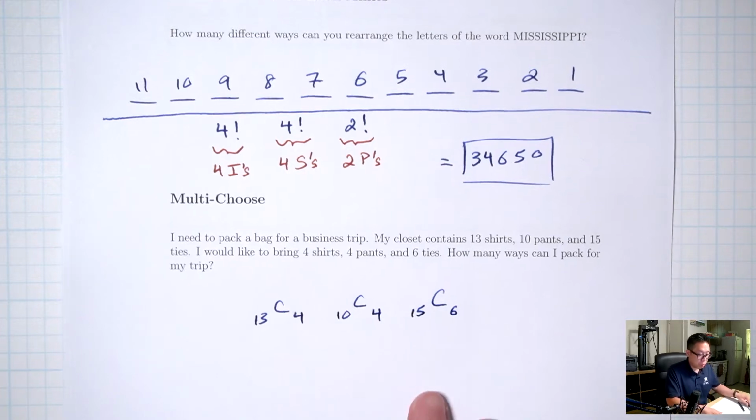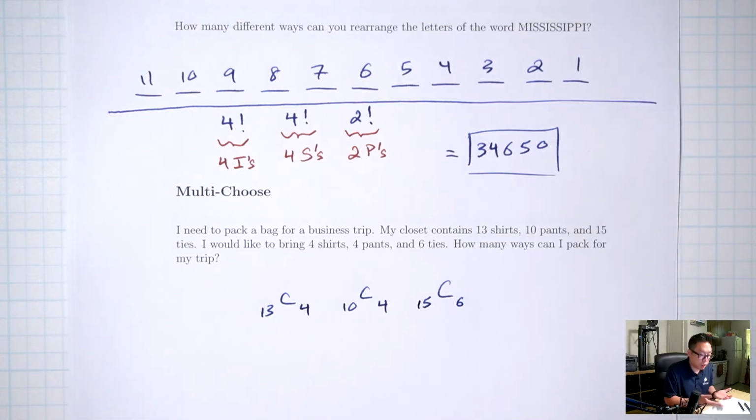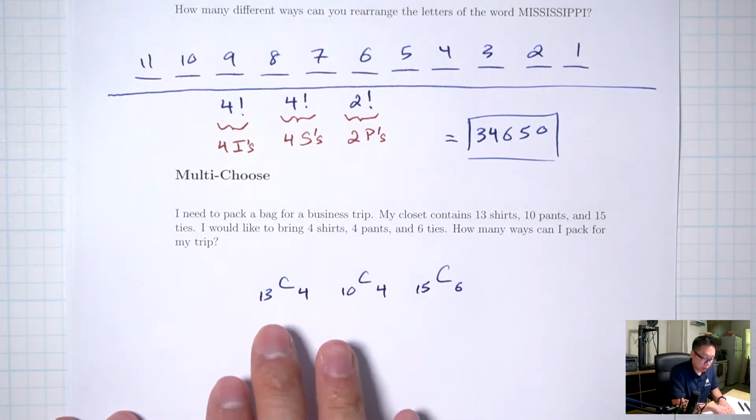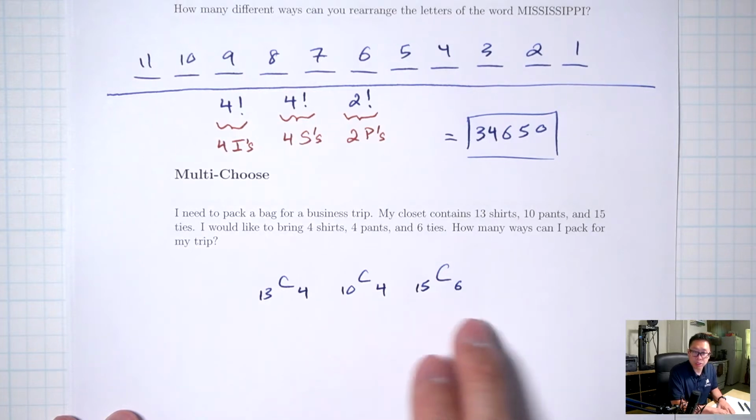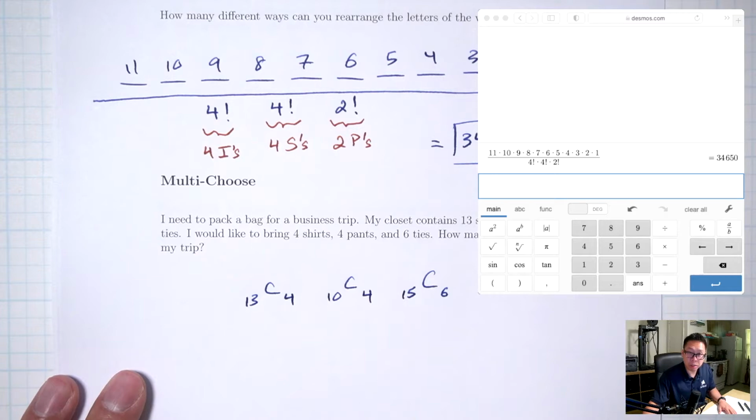So with multi-choose, you're choosing a couple items, and then you're choosing a couple more items, and then you're choosing a couple more items. And in each of these choosings, the order that you're picking the items does not matter. And then from here, you're going to go to your calculator and calculate each of these combinations separately. So go back to my Desmos Scientific Calculator.